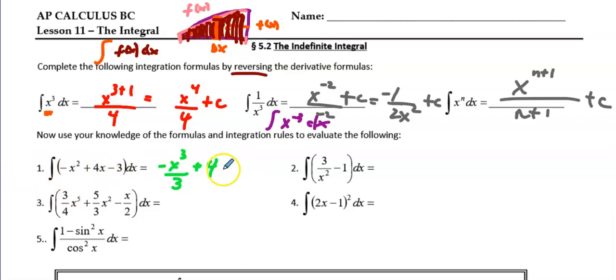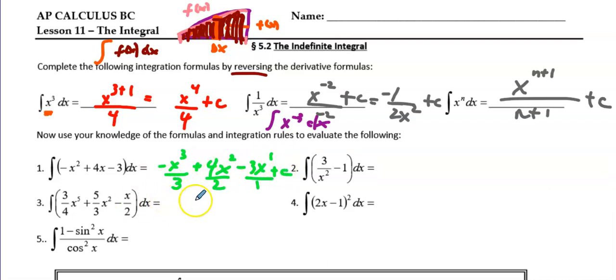So we haven't had one with a constant yet. So let's go ahead and do 4x. We're going to add 1 to the exponent, which is 2, and then we go ahead and divide by 2 as well. And so this will simplify down to 2x squared. Minus 3. Now this is really x to the 0, right? So we're going to do x to the 1, and then divide by 1. And then we're going to do a plus c.